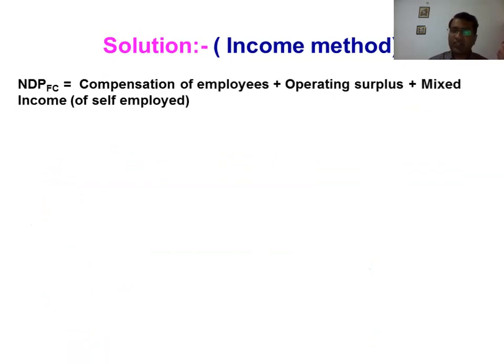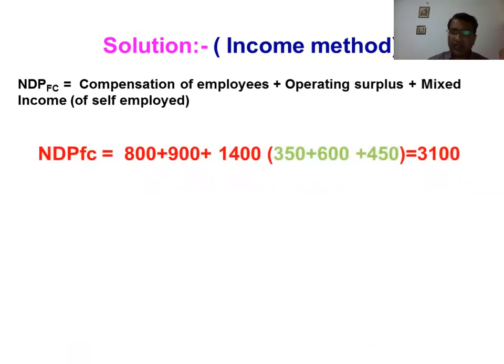So the first step is to calculate net domestic product at factor cost: compensation of employees plus operating surplus plus mixed income of self-employed. Compensation of employees is given 800, mixed income is given 900, and operating surplus is 350 plus 600 plus 450, which is equal to 1400. The total is 3100. It is net domestic product at factor cost.